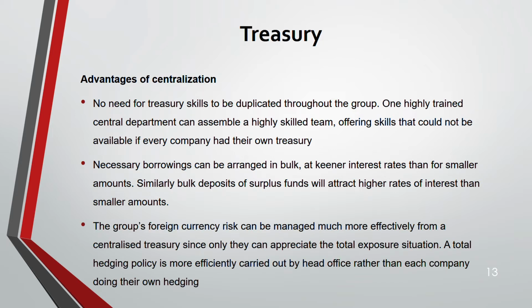Third advantage is the group's foreign currency can be managed better in a centralized treasury. Why? Because only they know what is the total exposure situation. And if you want to see this total picture, the total hedging position is efficiently carried in the head office compared to each company doing their own hedging, because there will be conflict of interest also. One wants to take a future, the other one wants to take a swap. Each will be defending their own position, but if it's one person, they will do it nicely because they can see the total big picture, no?